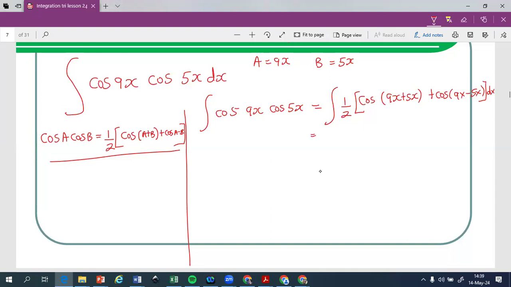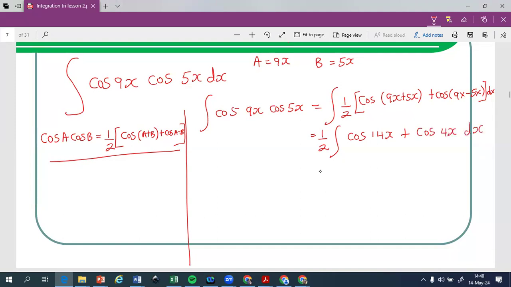This a half, being common throughout, I can pull it out, so a half integral of cos. Then I ask myself, what is 9 plus 5? That is 14. So this is 14x plus 9x minus 5x. What do we get? 4. So this is 4x.